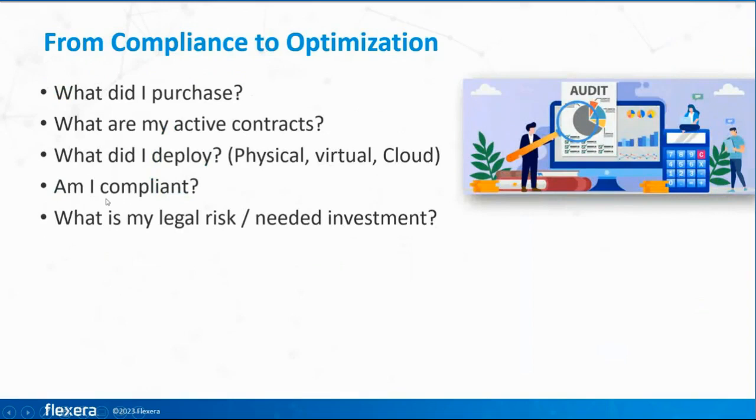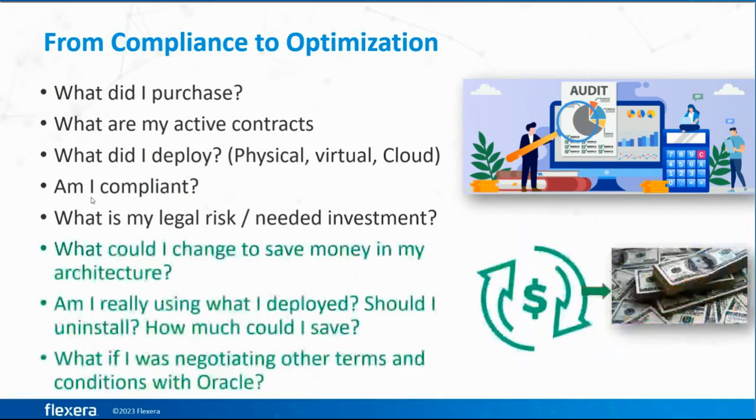And in this journey from ITAM, I would say that we have moved from compliance. What did I purchase? What are my active contracts? What did I deploy? Am I compliant? What is my legal risk and my needed investment? We have moved from this to the $1 million questions, which this SAM Optimization Hub is addressing: what could I change to save money in my architecture? Am I really using what I deployed? Should I uninstall? How much could I save? What if I was negotiating other terms and conditions with Oracle? These are big questions that the SAM Optimization Hub is addressing.